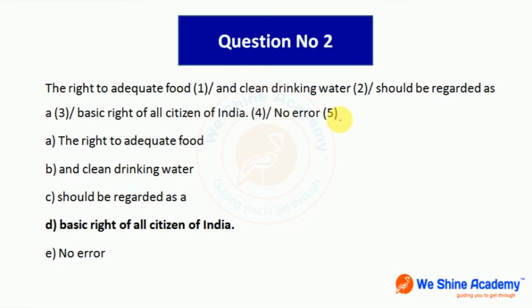Question 2 asks: the right to adequate food and clean drinking water should be regarded as a basic right of all citizens of India. Here itself they specified all. You know that all is followed by a plural noun, meaning it should be followed by s. So the answer is option D, which is basic right of all citizens of India. This is the error, so it can be replaced with citizens.